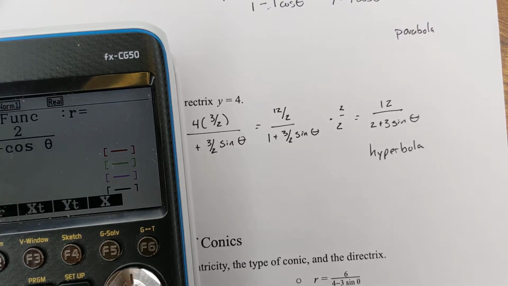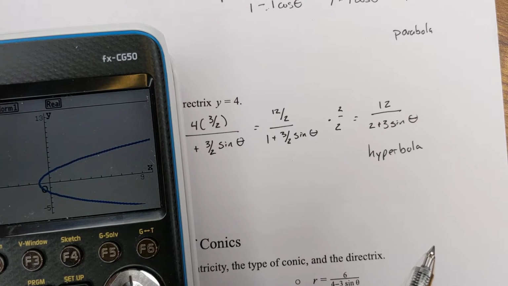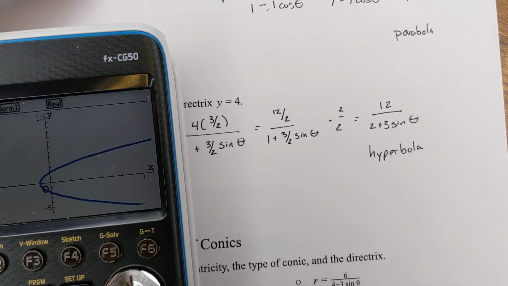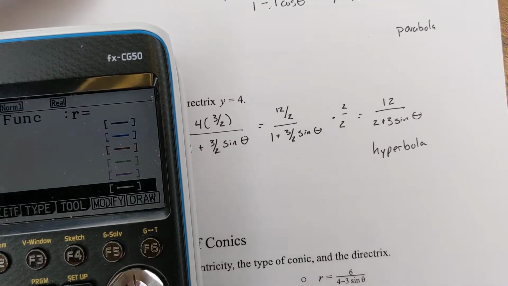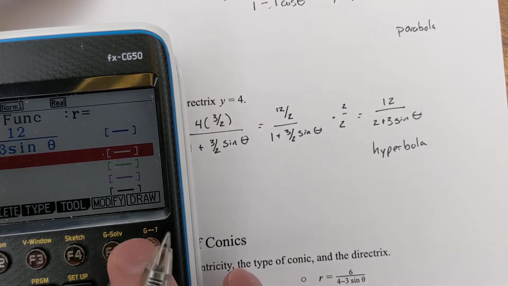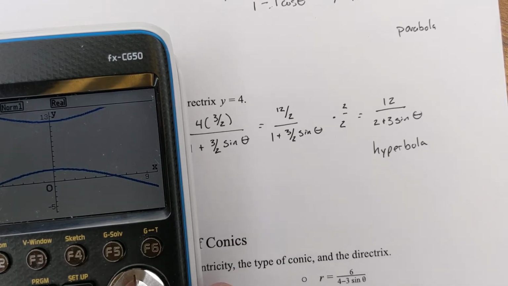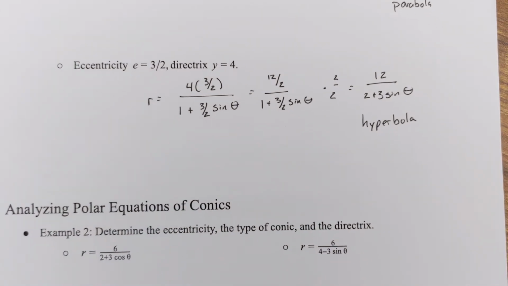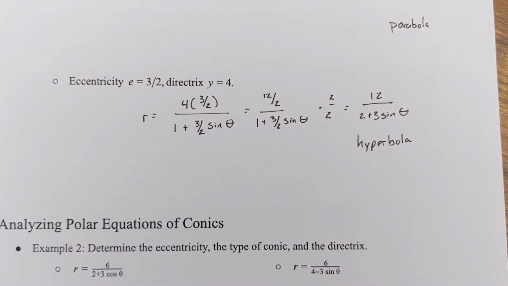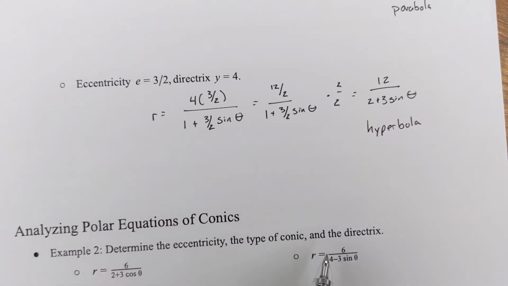Oh no, put the negative sign all the way up front. That should be it. Directrix at negative 2 over here. The last one would be, whoops, 12 over 2 plus 3 sine theta. So there's your hyperbola. If you notice, it kind of draws it out of order. All right, so analyzing polar equations: determine the eccentricity, the type of conic, and the directrix.